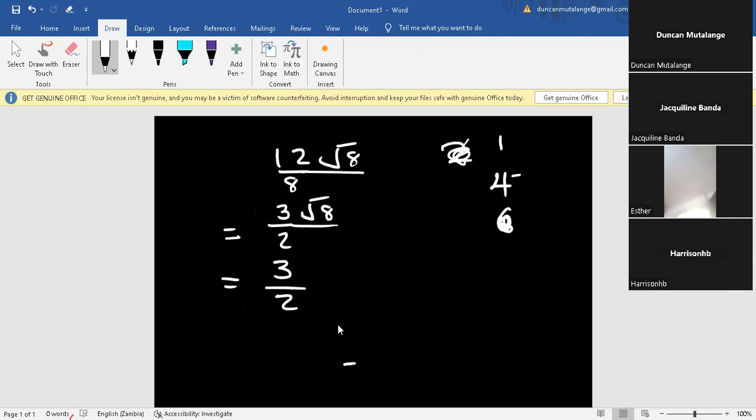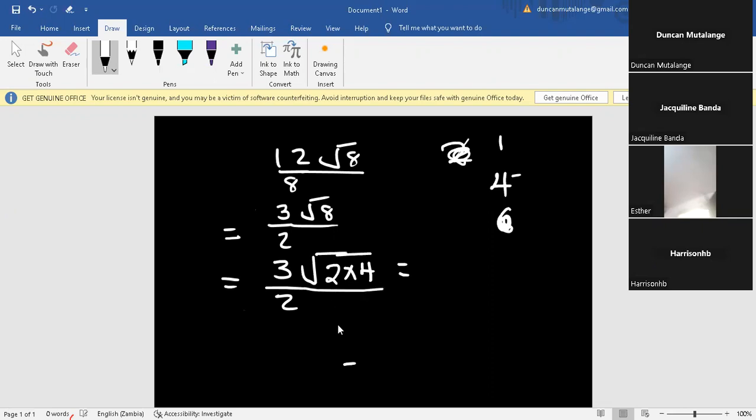But one of the ways we can express this is with a perfect square. We know there's a perfect square that goes into 8, and that is what? 4, isn't it? So 4 can go into 8 2 times. So you can express 8 as root of 2 times 4, isn't it? You know that this is the same as 8, right? So you can now separate this.